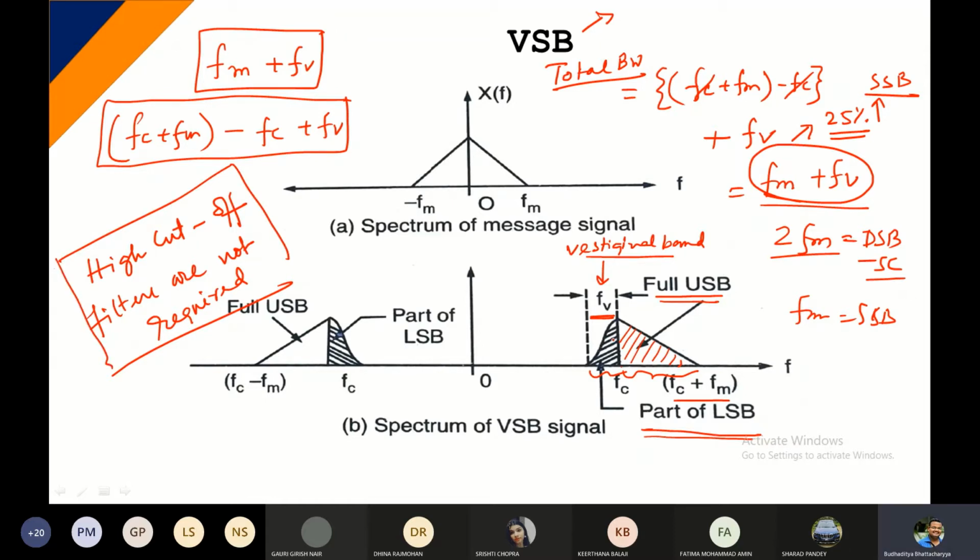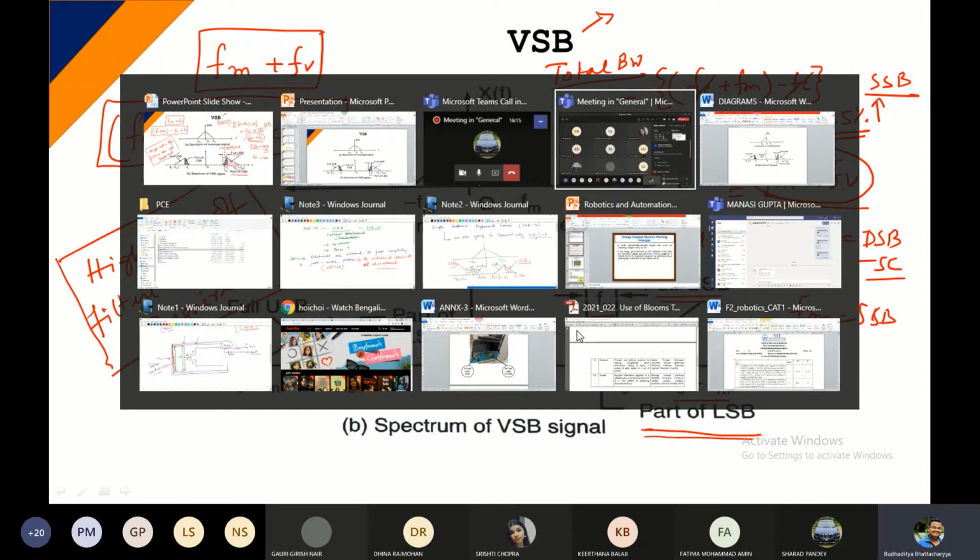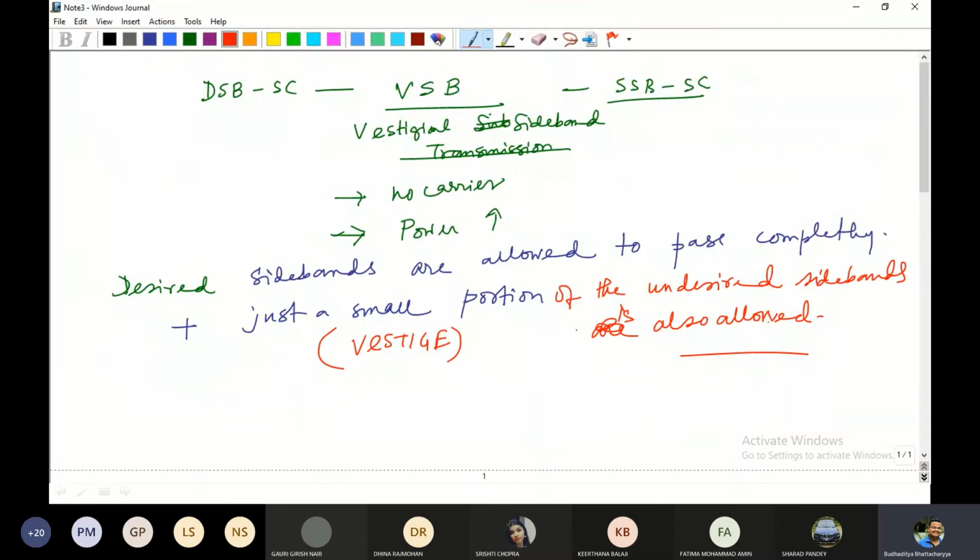Because here, as you are allowing a small portion of the LSB to be transmitted, you don't need a very high cutoff filter to neglect that portion. So if some portion of the LSB comes, we don't need to worry much, because VSB allows that to happen. So its efficiency is less than that of SSB, but it is superiorly greater than DSB-SC. So if I go back to our writing, you can observe here that VSB lies somewhere between SSB and DSB-SC.